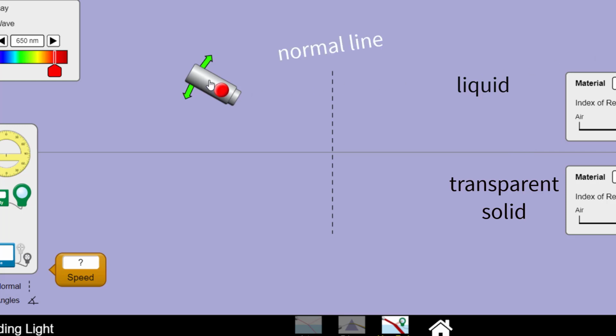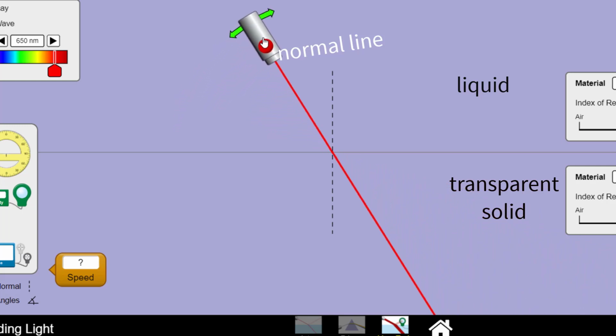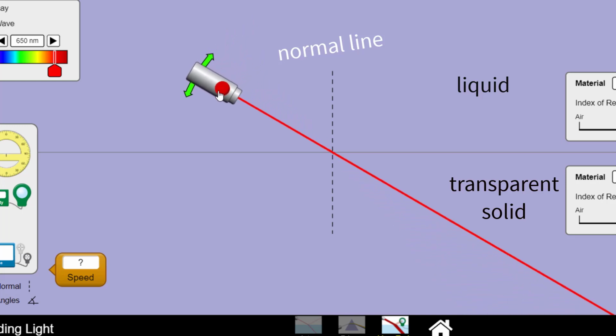We're going to fire off a red light towards the normal. Above the border line is going to be the liquid, and below the border interface is going to be the transparent solid. So let's fire up the laser, and there's the red light passing right through the normal from the liquid into the transparent solid, and you can see the ray has been unchanged. Even if I change the angle with the normal, the ray of light is unchanged when it enters the transparent solid.